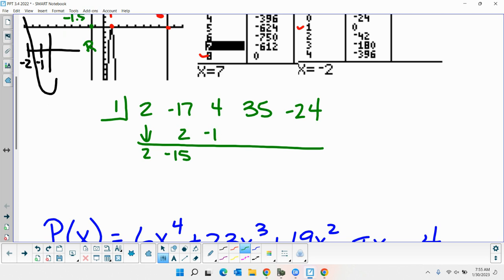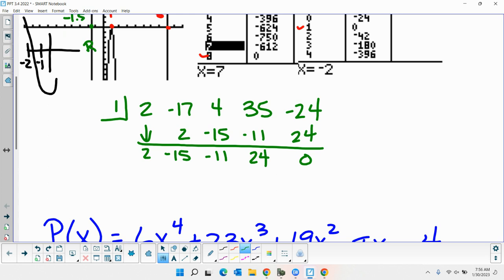Multiply those. 1 times negative 15. And then add those. That's negative 11. 1 times negative 11 is negative 11, which is 24. And 1 times 24 is 24. And I get 0, what I'm supposed to get, right? It's supposed to be a 0, because the calculator told us it's a 0, right?